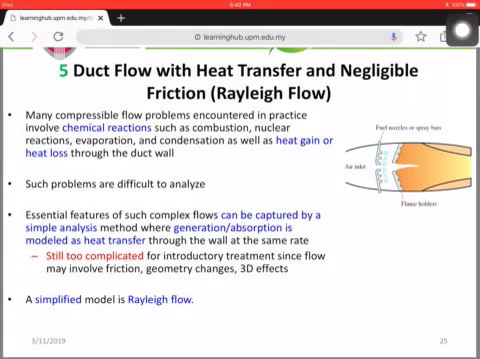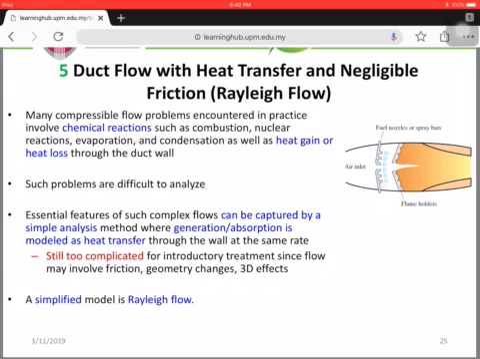Now we continue with a new subtopic, subtopic number 5, which is flow with heat transfer. There is heat transfer but negligible friction. This one we call Rayleigh flow.